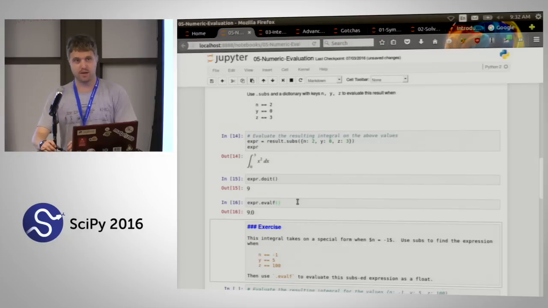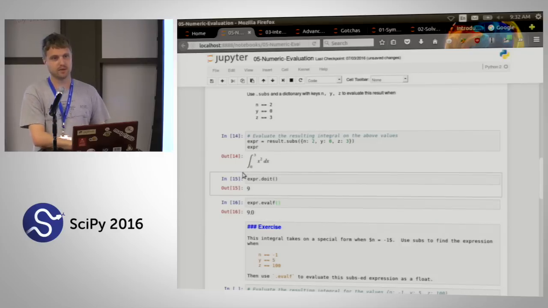So doit is always going to try to evaluate the thing symbolically, basically using the symbolic algorithms. Evalf is going to do a numeric integration on this, and evalf is generally going to give you a floating point number as a result. So these are actually calling different algorithms here. Doit is first evaluating this integral and then substituting in 3 and 0 at the endpoints. And evalf is actually taking some sort of numerical quadrature on this integral here, and it's getting the result of 9.0.